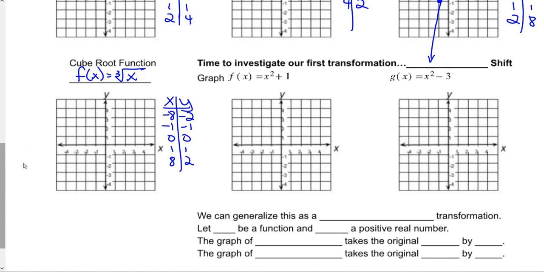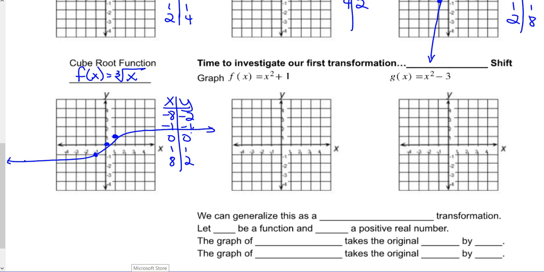-8, -2 is going to kind of be down here. -1, -1, 0, 0, 1, 1, and 8, 2. Now, notice that these 3 points are the exact same in my x cubed as it is with this cube root. So be very careful there with that.